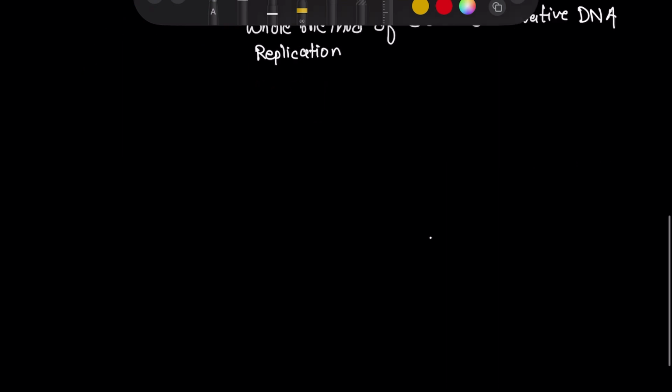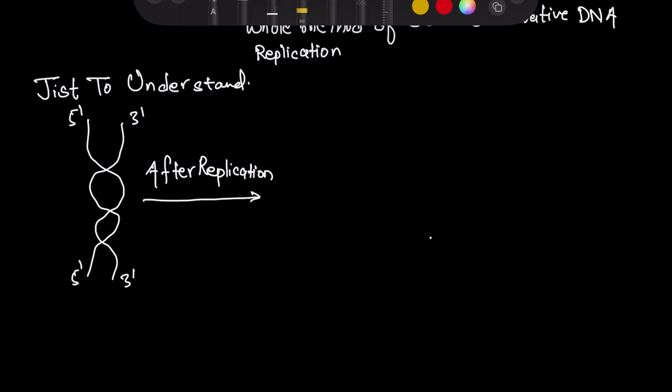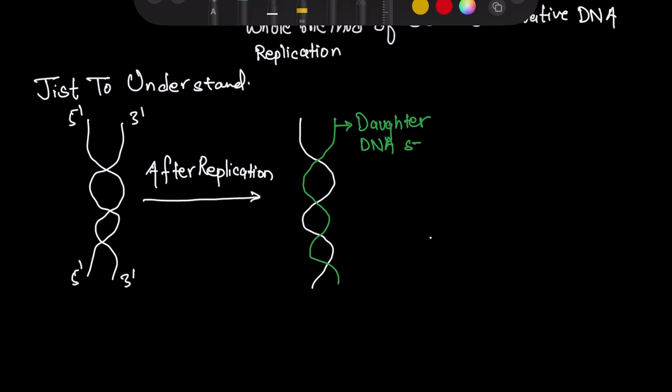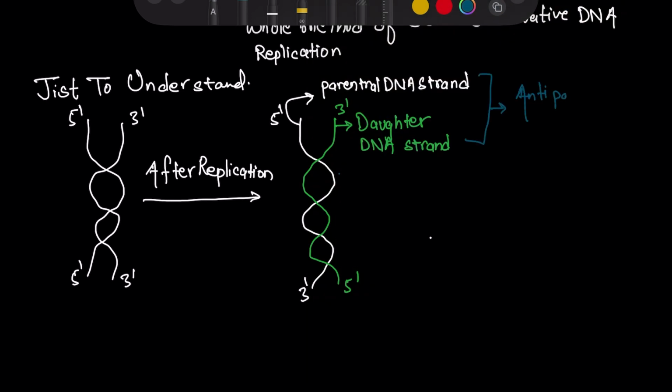So just to understand, in this process, if this be the parental DNA, then after replication we will have one parental strand and another strand of the daughter DNA, right? This will be the daughter DNA strand, and this will be the parental DNA strand, right? And they're always anti-parallel to each other, meaning if this goes from 5 to 3 direction, then it will go from 3 to 5 direction. Let me write here, anti-parallel to each other, right? Now let's go.